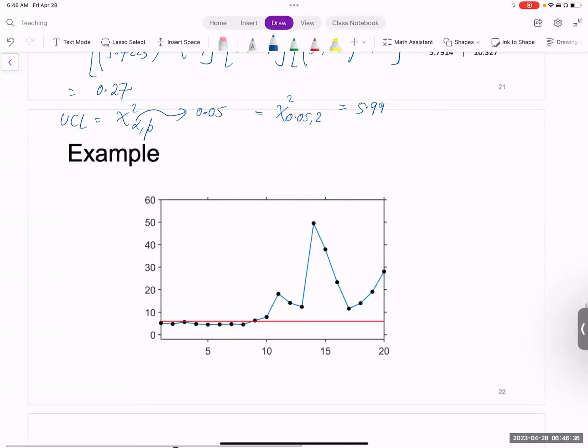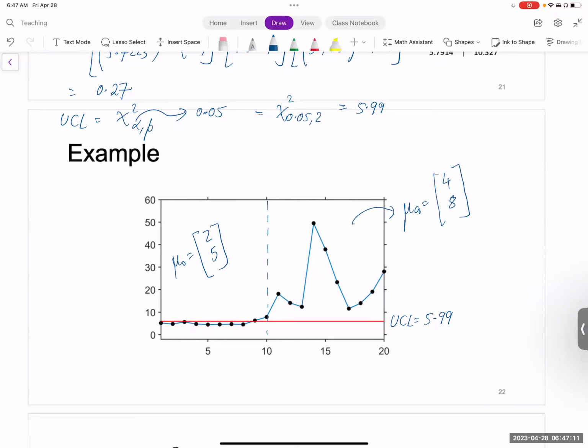Now, this is what you have here. Your UCL is 5.99. And now you can clearly see that this T-square control chart that you have here, there is a shift somewhere at sample number 10, right? And that makes sense because when I created this data, I took the in-control process mean to be mu 0 equals 2.5. And then the out-of-control mean mu A was 4.8. And so you see this dramatic shift in the control chart. All right, very good.